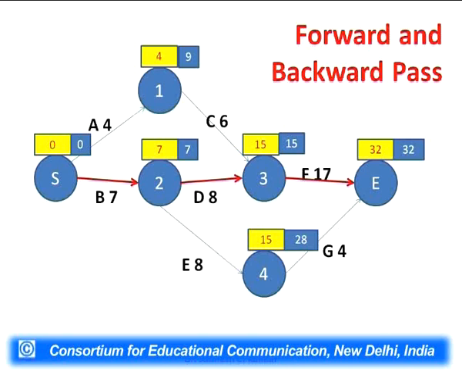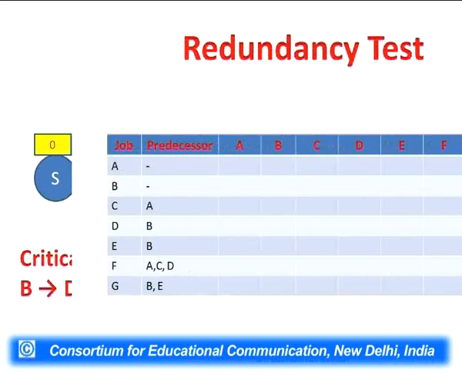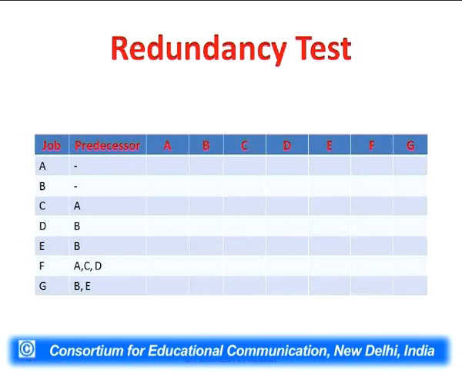This is the way to calculate the duration of a project, and this is the way to find out the critical path in a project. One has to learn this method so that any PERT can be made, any CPM can be made. So this is the milestone method of making the critical path and knowing the critical activities. So the critical path has been shown in red color, and the critical path is B, D, F, and now we have to see the redundancy.